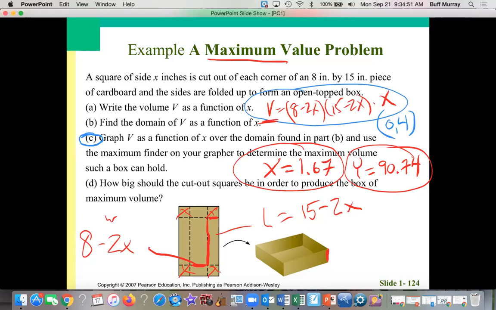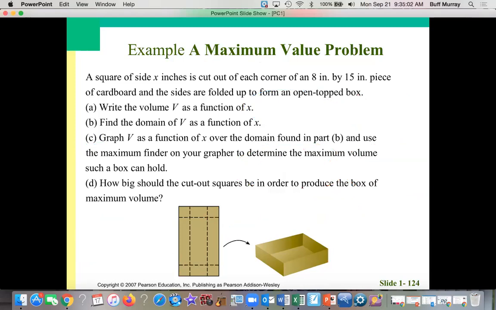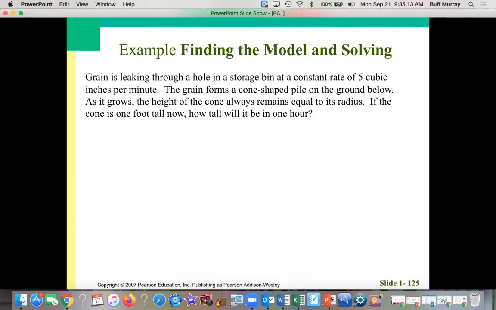Okay. Have you seen a problem like this before? Formula box? Maybe not. Okay, maybe not. All right. Questions? All right. Here's another one.